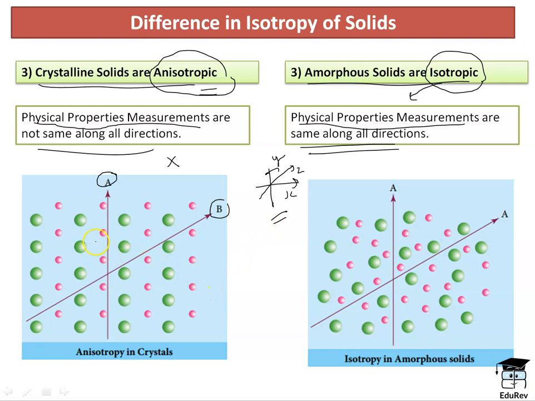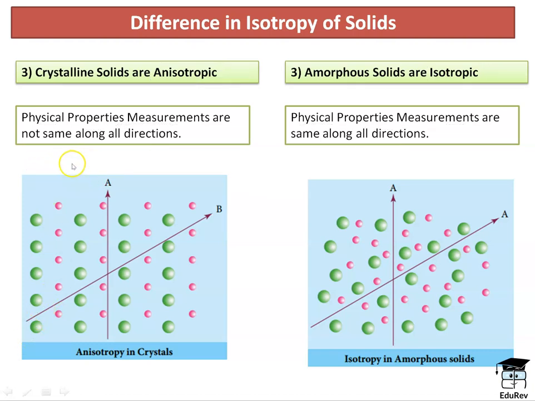Now coming to the question: why are the properties not the same along all directions in crystalline solids? Earlier we said that crystalline solids have an ordered arrangement, but now we are saying that physical properties are not the same along all directions. So why is it so? Let me explain this with the help of this structure. You can see the pink balls here represent a particular type of particle, and the green balls represent another type of particle.